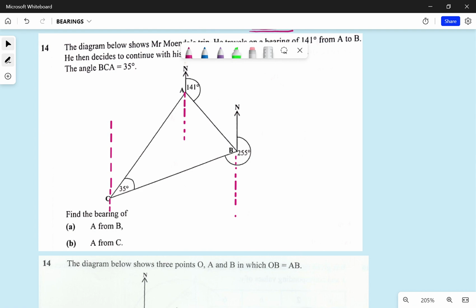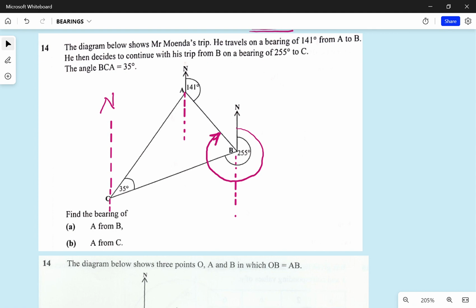So let's now do the work. This is my north. Remember, these are parallel lines. A from B simply means from the north of B to the arm of A. So what are we going to do to calculate A from B? From the north of B to the arm of A, we are looking at this bearing, all the way up to here. That is A from B.